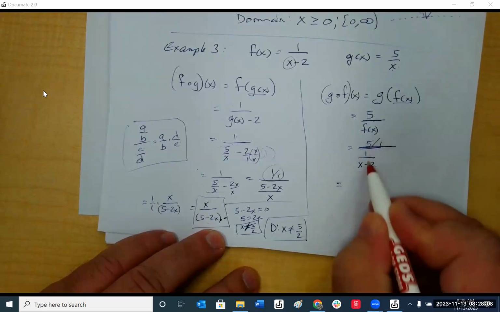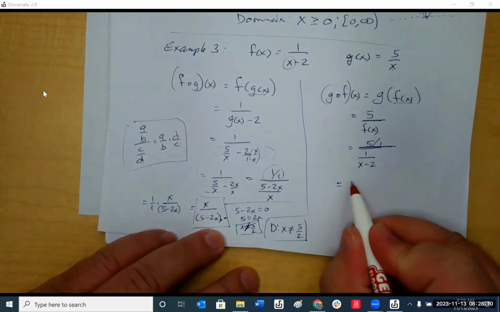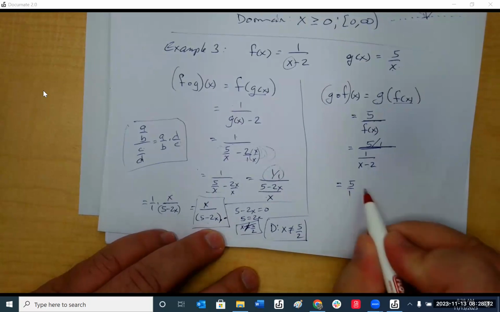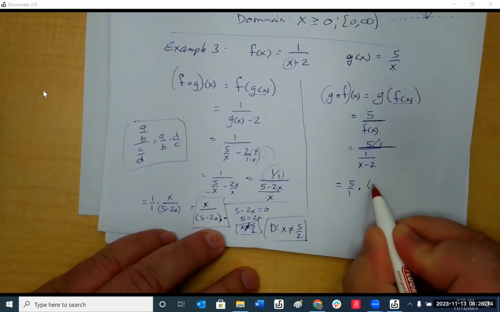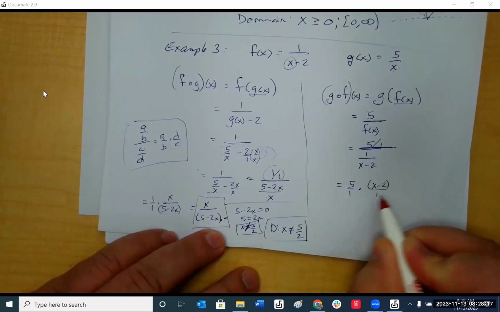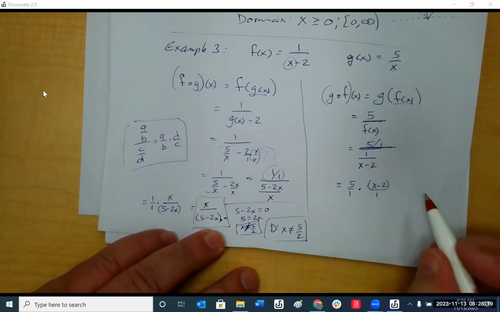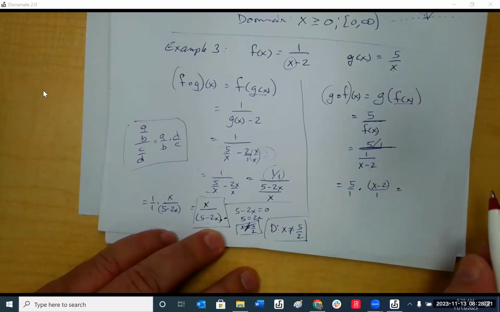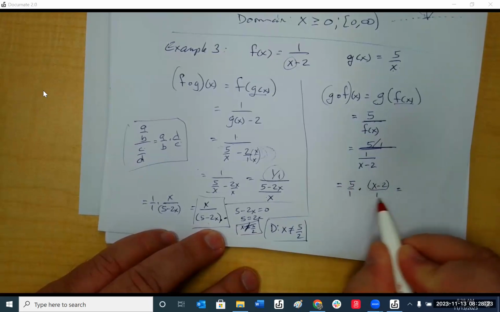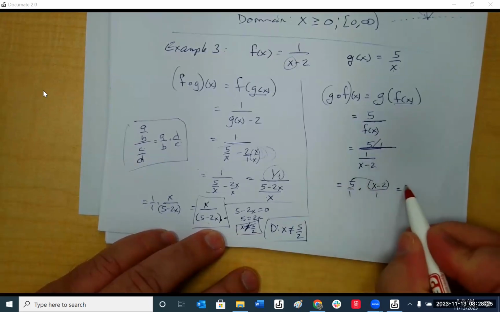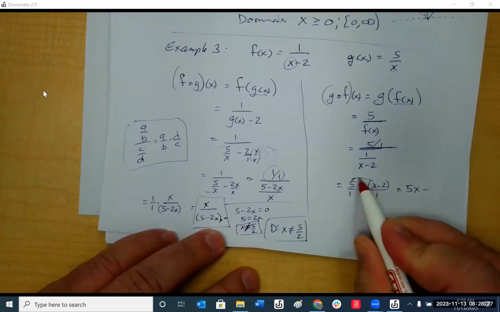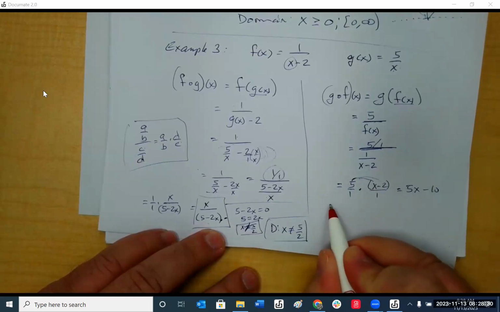So this is a fraction over a fraction. Take the top fraction, leave it alone. Multiply it by the flip of the bottom. And multiply. The bottom is 1, so nothing happens. 5x minus 10.